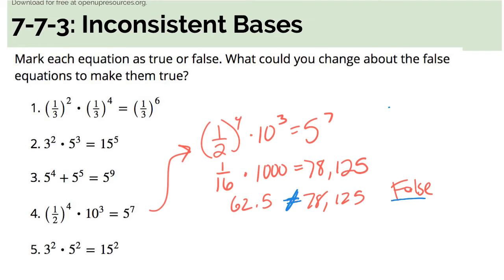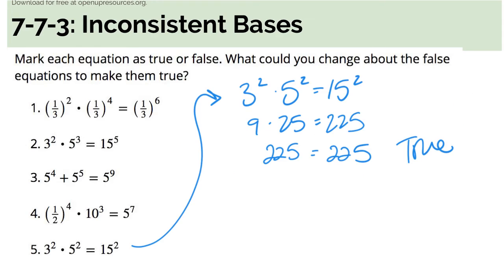How could I make it true? Again, if we had the same base on this one, then it would be true, because if we have the same base, then we can add those exponents. And going down to number 5, this one is going to be true. I used a calculator and I did see that both sides end up being the same.